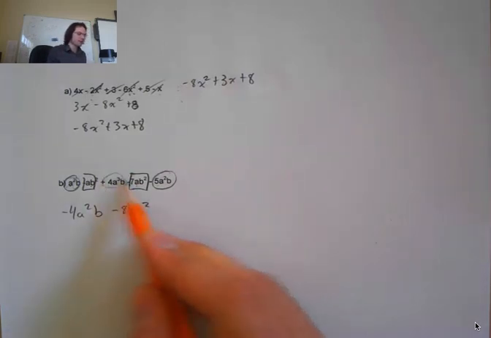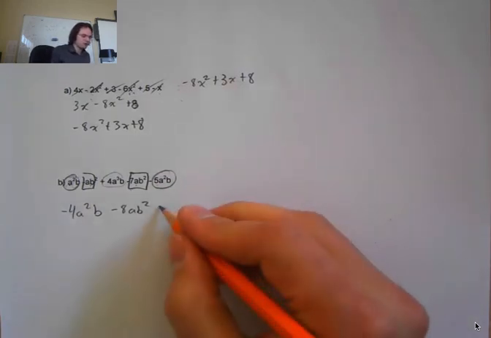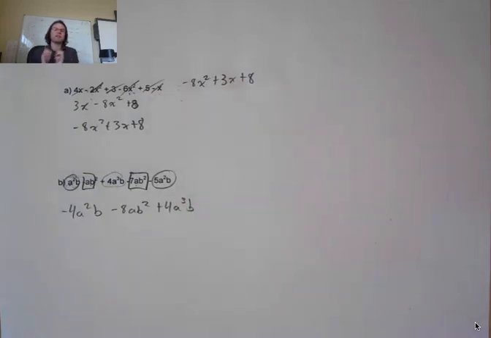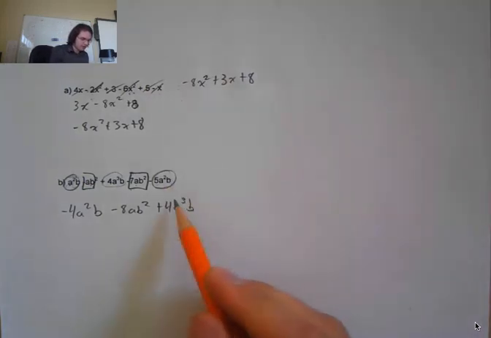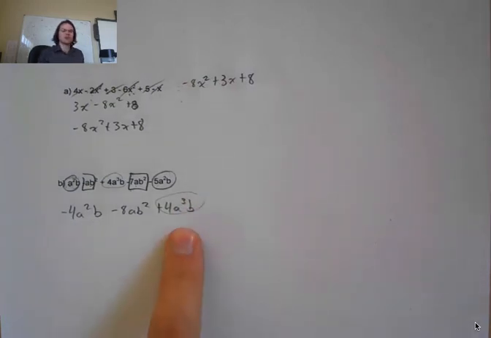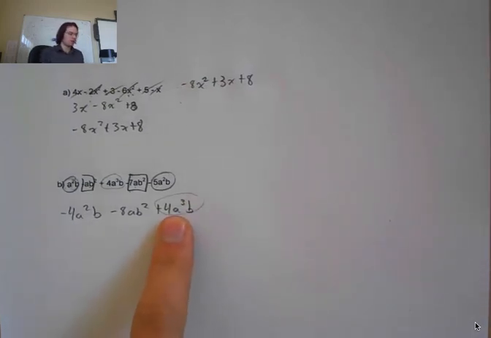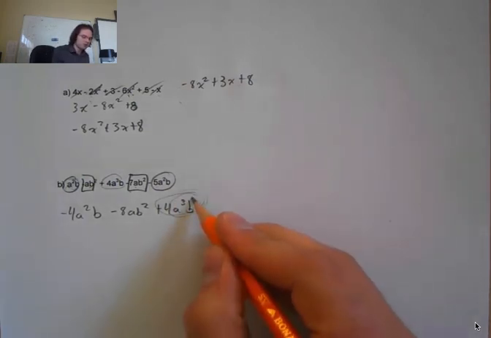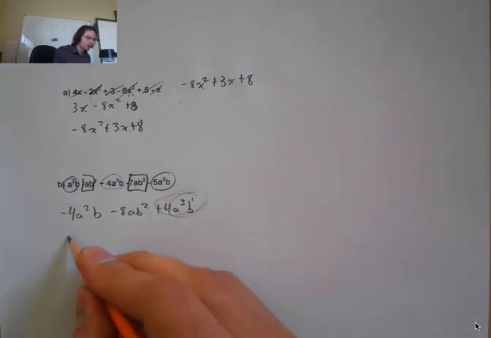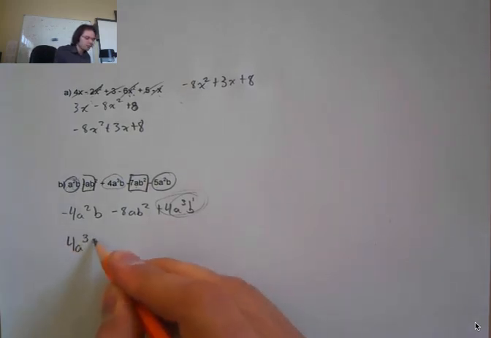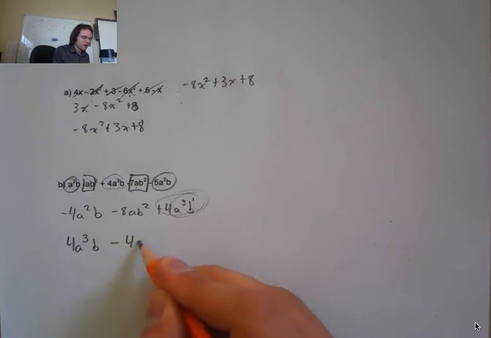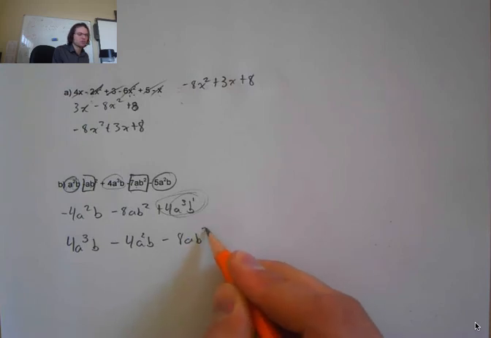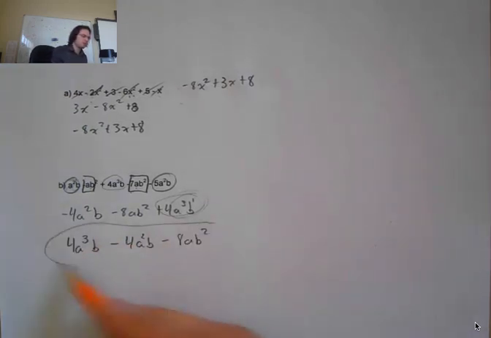My last one here is 4a cubed b plus 4a cubed b. Because the variables are the same. You can only add them if the variables are the same, like we saw from before. So I want to start off with my leading coefficient and my leading term, which should be this one because it's the biggest degree. This is a degree of 4. So remember, there's a 1 there, so that's degree 4. So I'm going to have 4a cubed b minus 4a squared b minus 8ab squared. Okay? And that is my simplified answer.